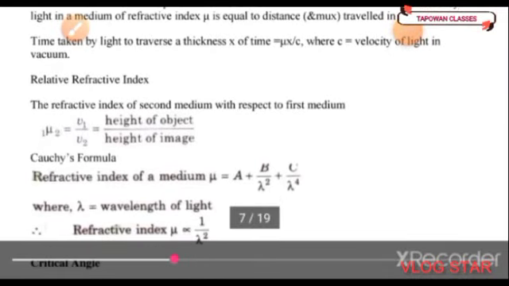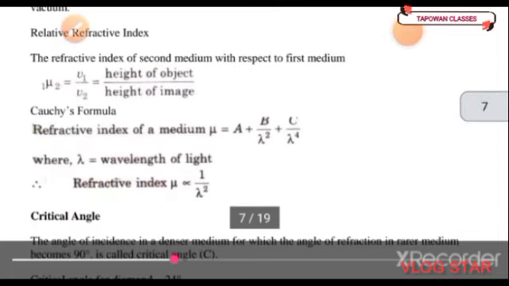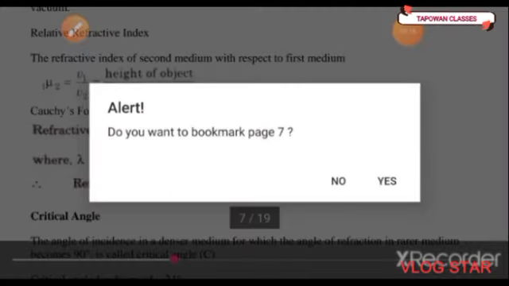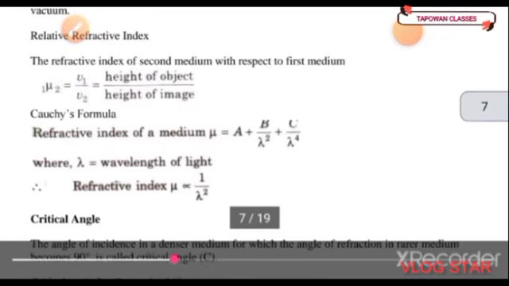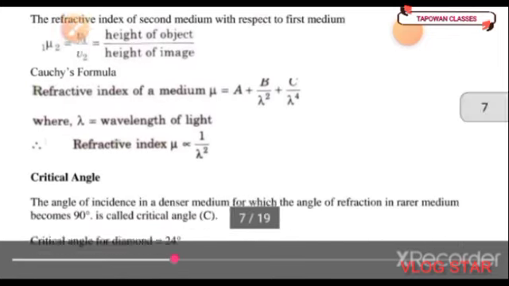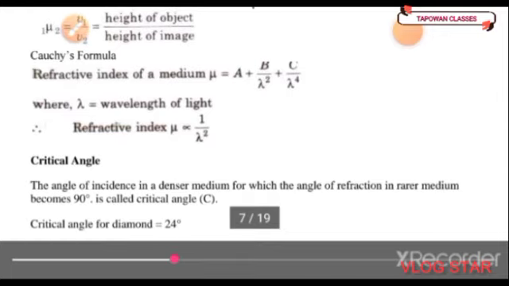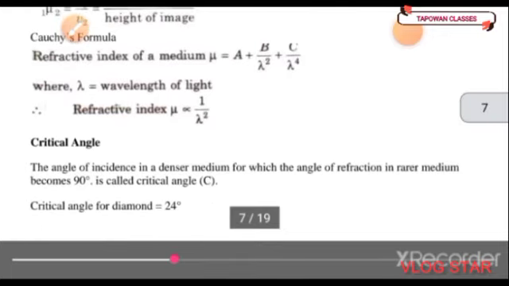How can we formulate it mathematically? v1 by v2 is equal to the height of object by the height of image. Very important is Cauchy's role in this section. Cauchy's formula: the refractive index of a medium mu is equal to a plus b by lambda square plus c by lambda to the fourth, where lambda is the wavelength of light, and refractive index mu is directly proportional to 1 by lambda square.